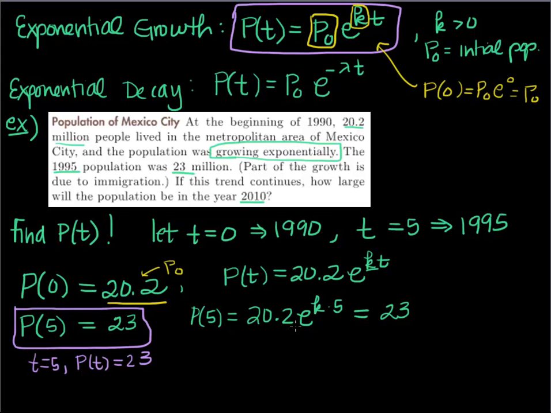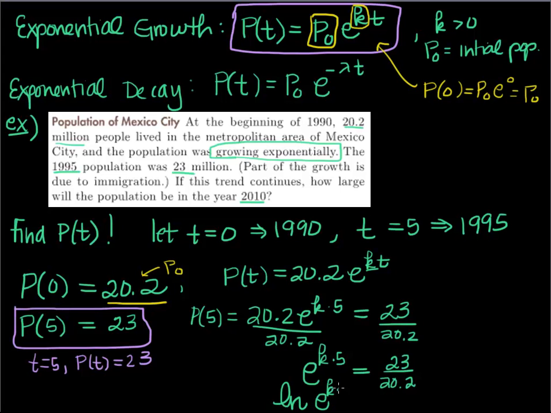And I understand that. So what am I going to do to solve for k? Well, first I'm going to get rid of that 20.2, so I'm going to divide both sides by 20.2, clicking away on my calculator. And so I get e to the k times 5 equals 23 over 20.2. I'm just going to leave it like this because it's a nice long irrational number, and I want to be as precise as I can. We'll worry about it in a moment. So how do I solve for k? I need to get rid of the e. So remember, we take the natural log of both sides.